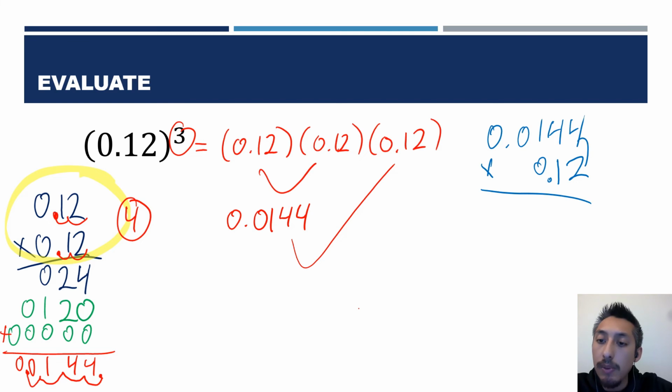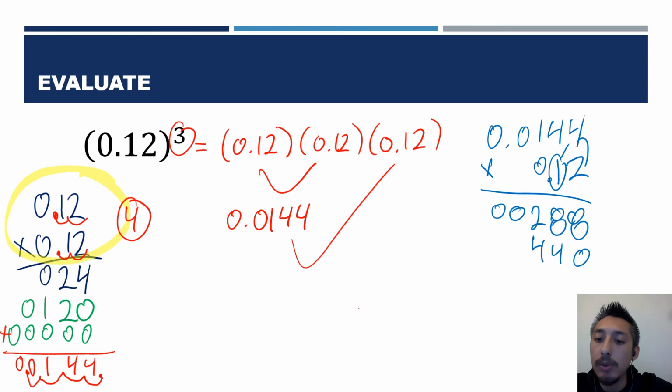2 times 4 is 8. 2 times 4 again is 8. 2 times 1 is 2. And then 0 and 0. We're going to go down here, put a 0 as well. And now we have 1 times 4 is 4. 1 times 4 is 4. 1 times 1 is 1. And then we have zeros.